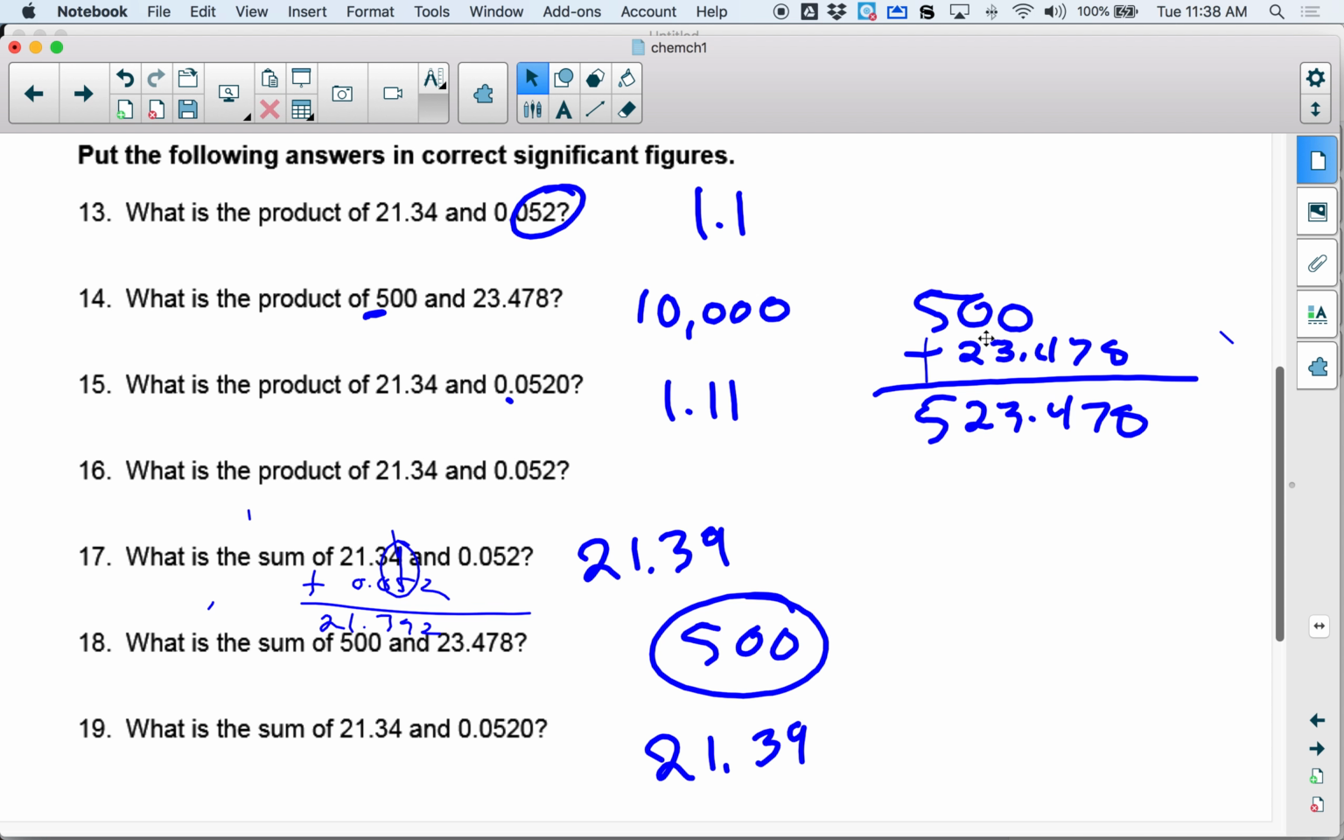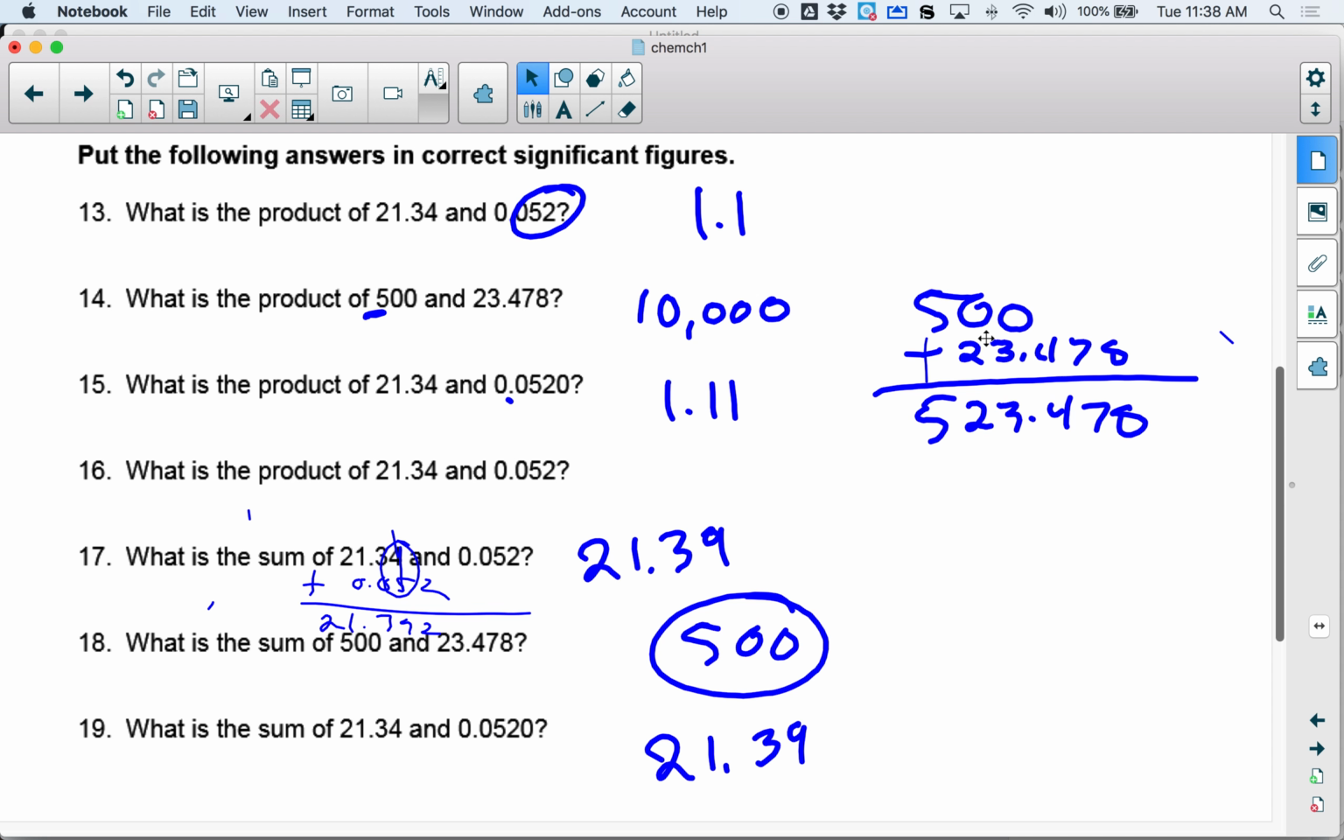Now, let's look at this next one. 523.478. Then we have to look, where do they agree? Well, this 0 is not significant, right? So this is actually the last place that they agree. Now, I know that can be a little confusing because this number doesn't have anything there, but we know that there's not supposed to be anything there. So basically, you just have to back up to the least place. So this is where we have to round it off, so it's 500.